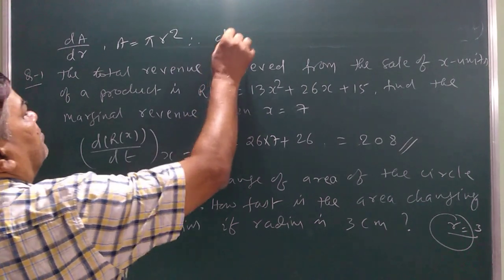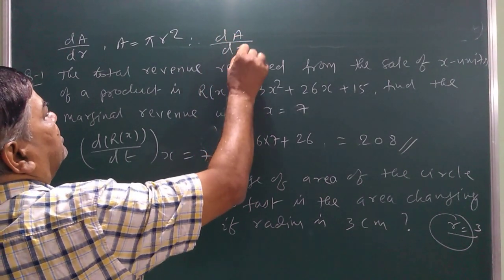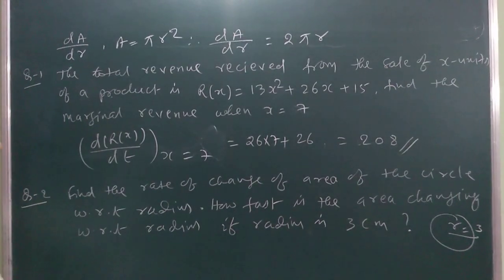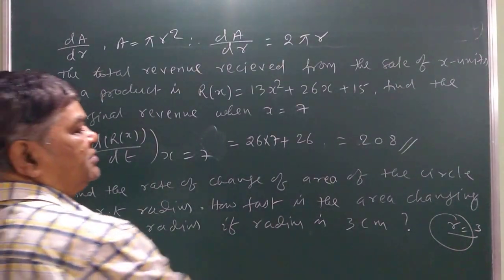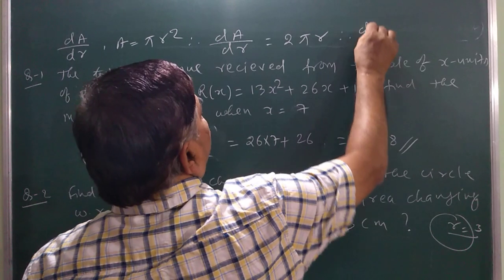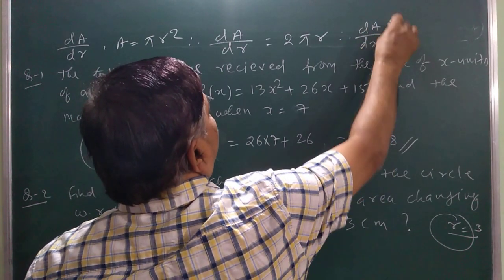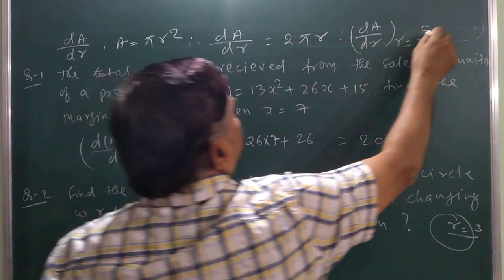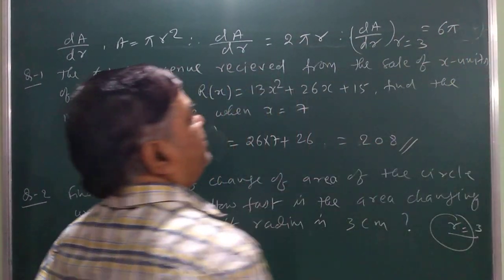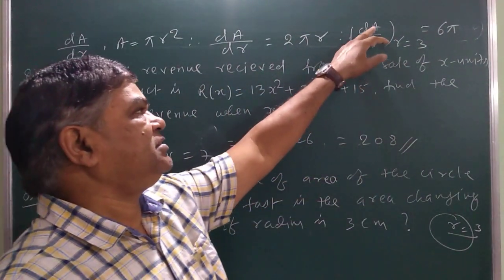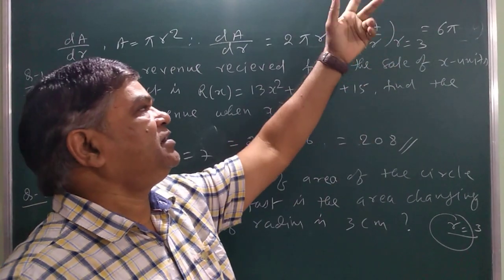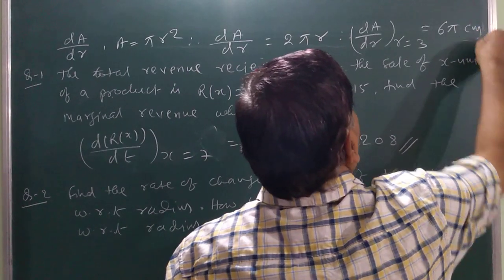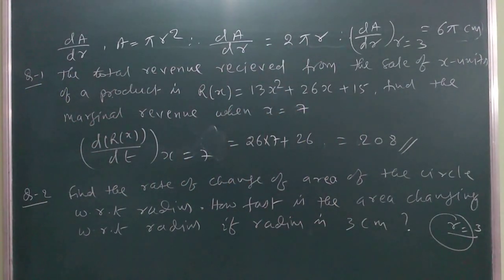So what is the derivative of A with respect to r? This is naturally 2 pi r. Now just put the value of r as 3. So dA by dr, when r is equal to 3, is 6 pi. Now since this is area and this is radius, area is centimeter square and radius is centimeter, so the unit will be centimeter.